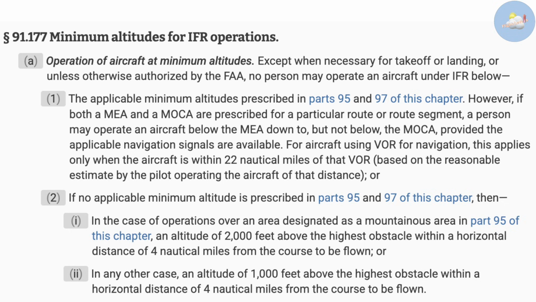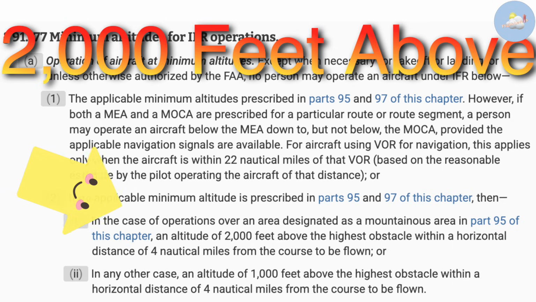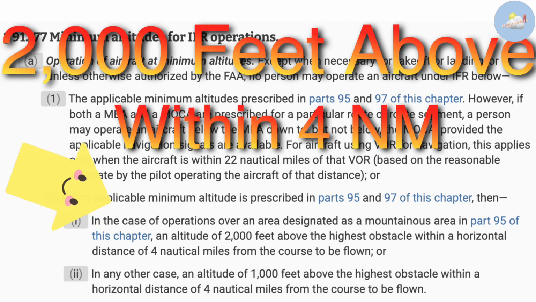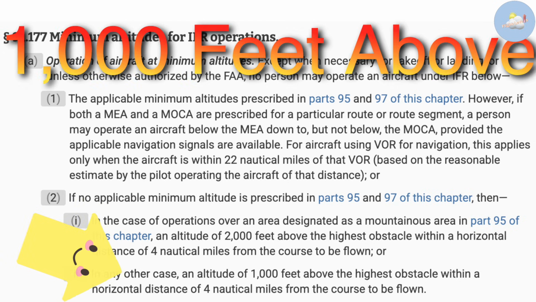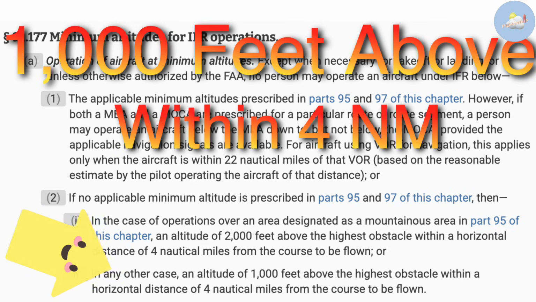Essentially, if you're on a route with an MEA or a MOCA, then you need to follow that. For those of us in the 21st century using GPS Direct, then we look to paragraph 2, which says, in the case of operations over an area designated as mountainous area, in part 95 of this chapter, an altitude of 2,000 feet above the highest obstacle within a horizontal distance of 4 nautical miles from the course to be flown, or, in any other case, an altitude of 1,000 feet above the highest obstacle within a horizontal distance of 4 nautical miles from the course to be flown.